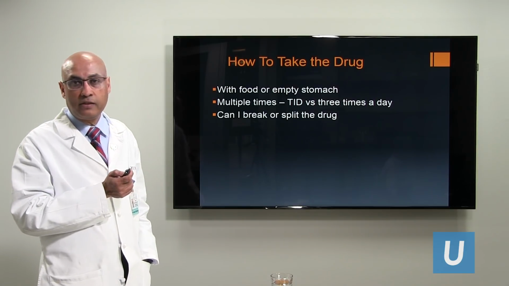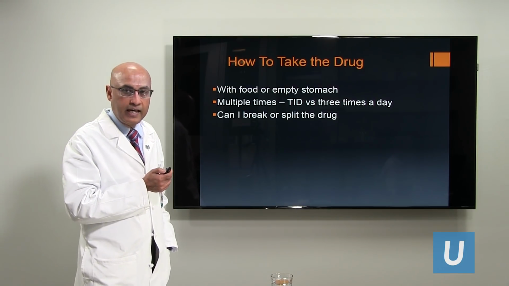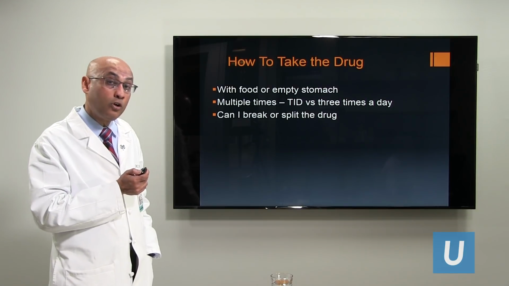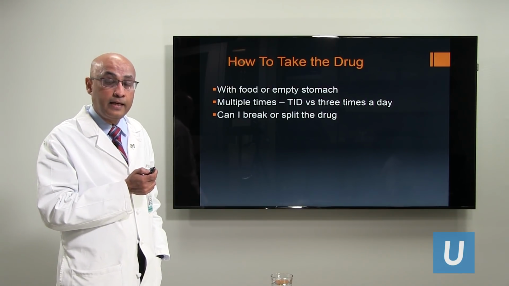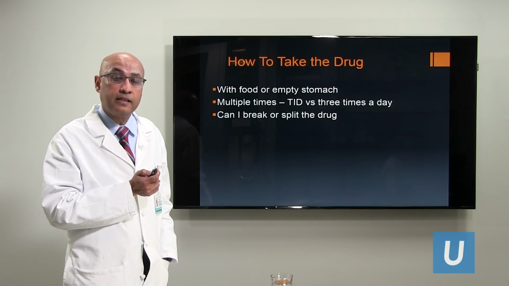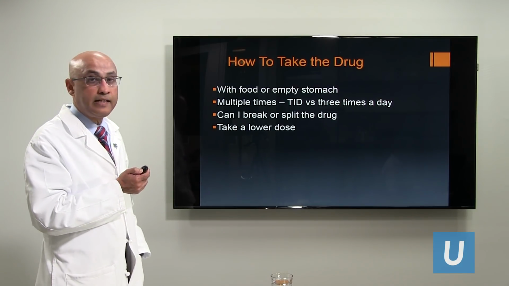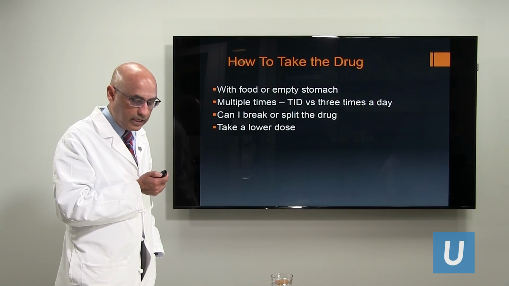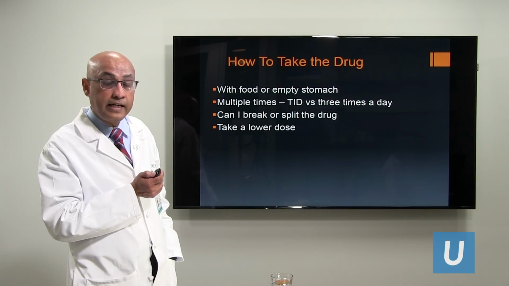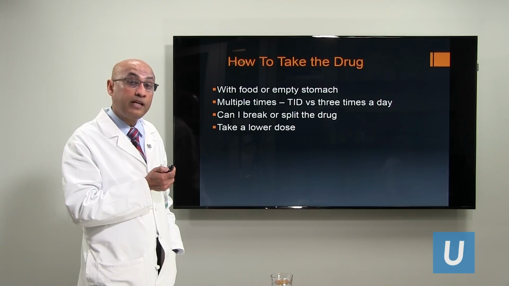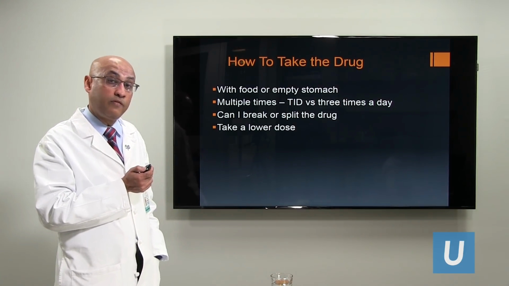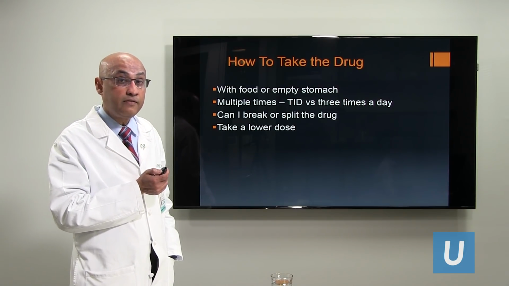Can I break or split the drug? That's the other common question that we ask. That's also very important. Some drugs should not be split, and that should be very clearly asked when you speak to your pharmacist. Can I take a lower dose? This is also very important. Do not take a lower dose or take less frequently or for lesser duration unless you talk to a healthcare provider, because this could have some negative consequences.